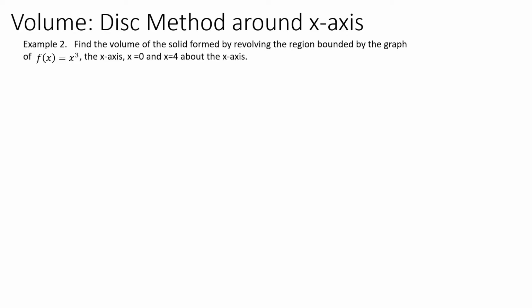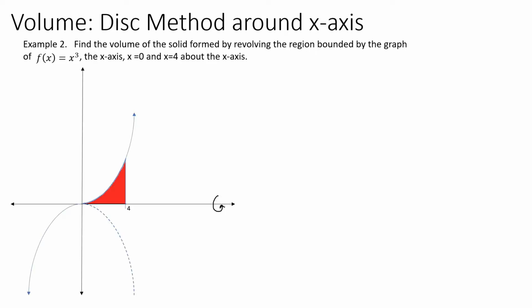So now let's look at the next example. Find the volume of the solid formed by revolving the region bounded by the graph of f of x equal to x to the third, the x-axis, x equal to 0, and x equal to 4 about the x-axis. Once again, here's the graph, and we're going to rotate this about the x-axis. You should be able to see a circle forming around the x-axis. Once again, our radius is our function to the x-axis, since our x-axis is where we're rotating the volume around. So it'll be x to the third minus 0, which happened to be x to the third.